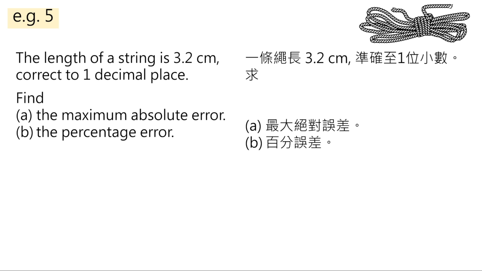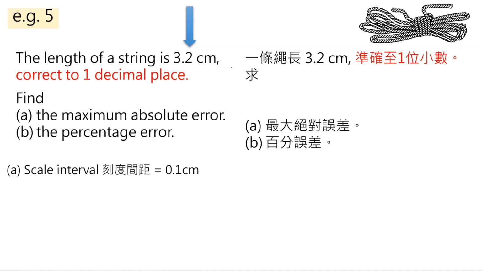The next question, the length of a string is 3.2 centimeters, corrected to the first decimal place. Now, again, to find the maximum absolute error, we first need to find the scale interval. However, here, the scale interval is not directly shown. We can see it's correct to the first decimal place. What does the first decimal place mean? It means this 0.2, this 10th spot. So what is the smallest value of a 10th spot? It's actually 0.1 centimeters. That is what 1 decimal place means.